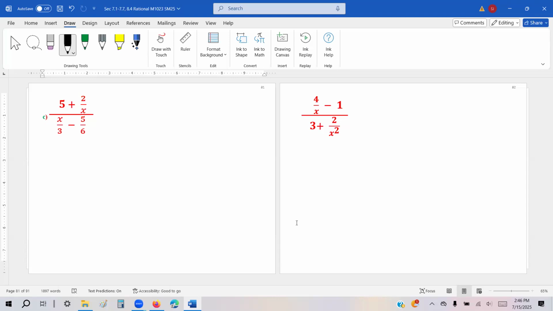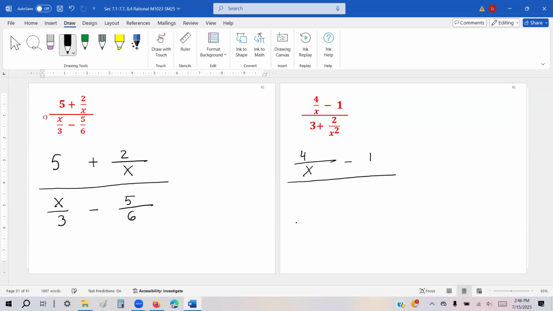Is it too small? Let me write bigger. 5 plus 2 over x, whole thing divided by x over 3 minus 5 over 6. And this one says 4 over x minus 1 divided by 3 plus 2 over x squared.